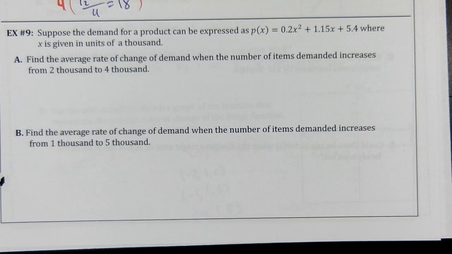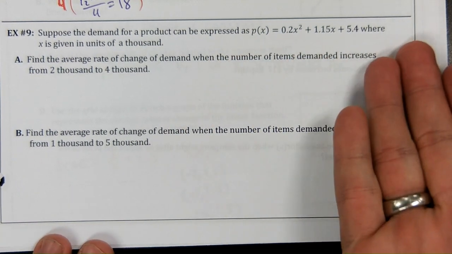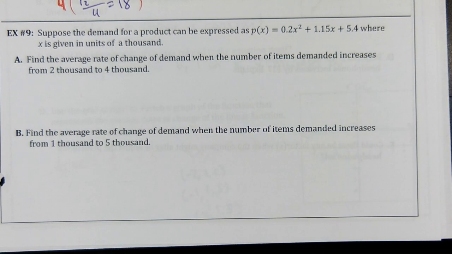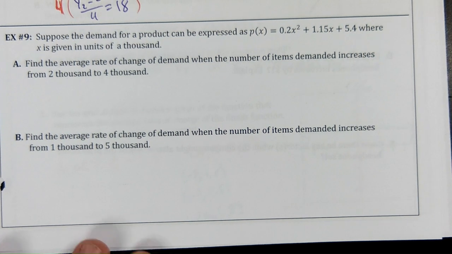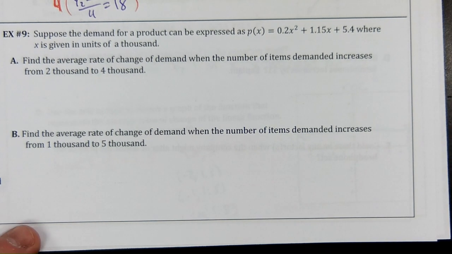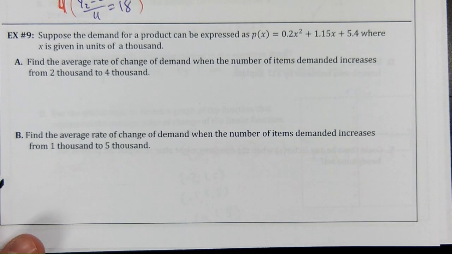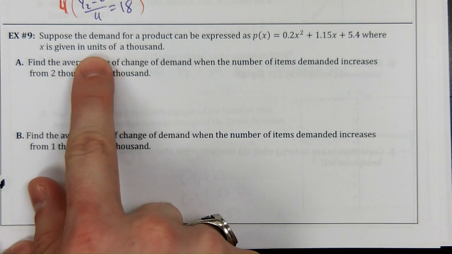Suppose the demand for a product can be expressed as this thing, where x is given in units of 1,000. Just find the average rate of change. I'm so sick of average rate of change. Find the average rate of change of demand when the items demanded increase from 2,000 to 4,000. We are not going to use x equals 2,000 and x equals 4,000. We're going to use x equals 2 and x equals 4, because x is in units of 1,000.